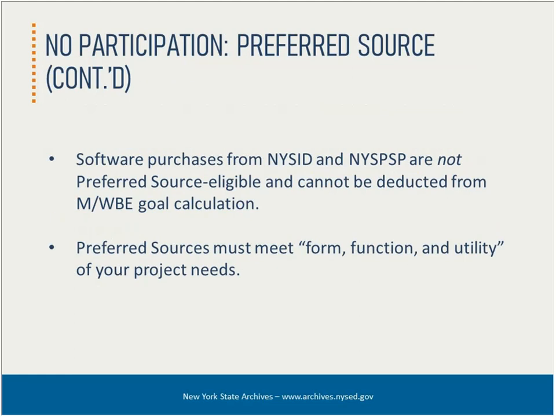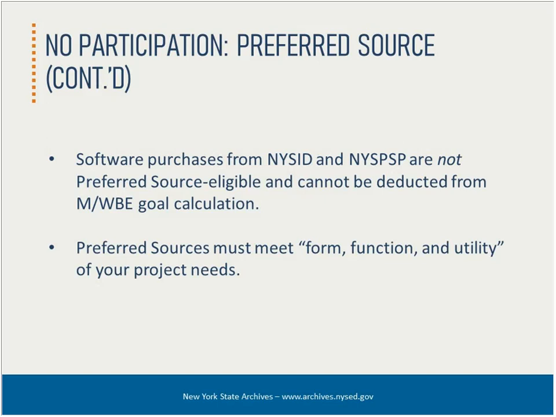Keep in mind that both NYSID and NYS PSP are preferred sources only for digital imaging, shredding, and file boxes. When calculating your MWBE goal, you can only exclude those services and goods from your calculation. Any other goods or services you propose to purchase from them, such as software, must be included as part of your goal calculation. New York State requires the use of preferred sources as long as they can meet the form, function, and utility that you require to successfully complete your project. If they cannot, you are not obligated to use them.